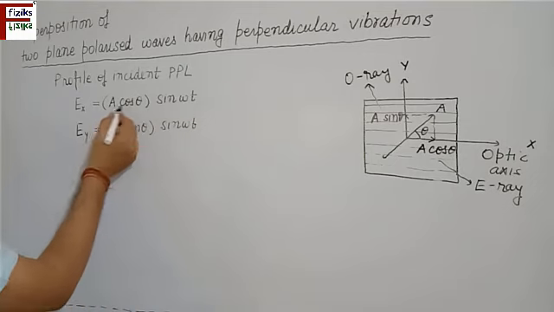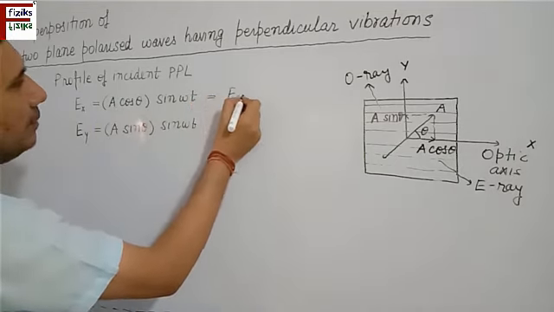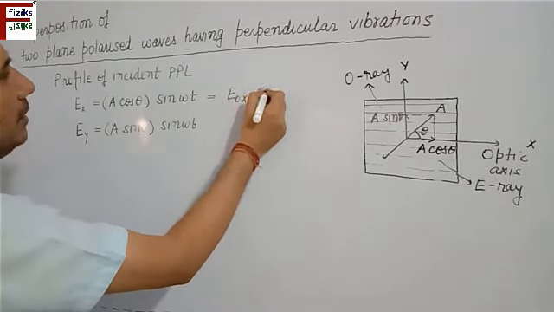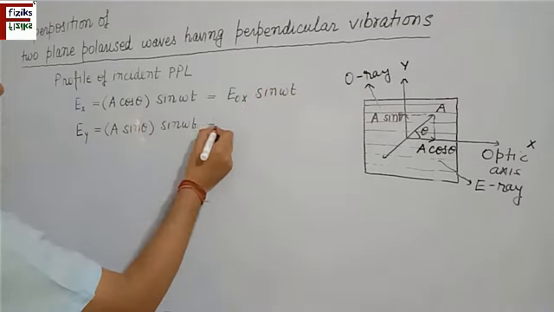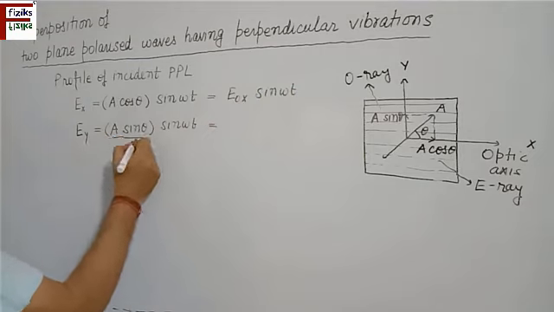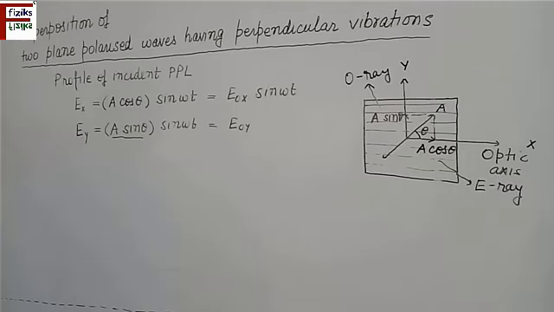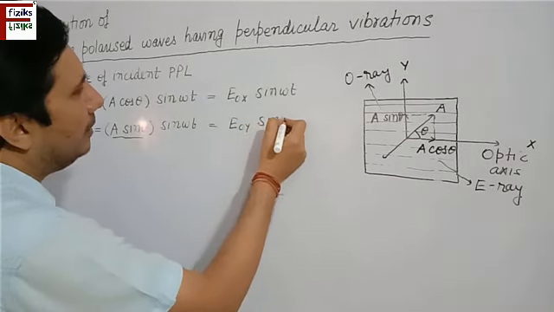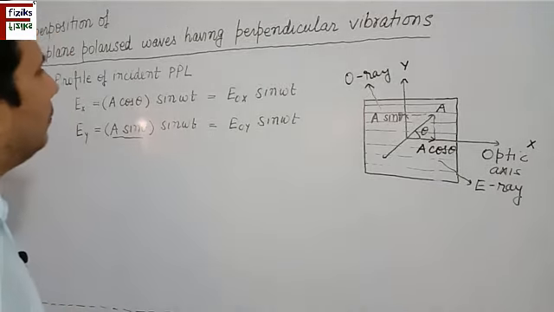If I assume that A cos theta is E naught x, then this will be E naught x sin omega t. And here I am assuming that this A sin theta, which is the amplitude in the y direction, is E naught y. So this will be E naught y sin omega t. So now this is the electric field profile of the incident plane polarized light.